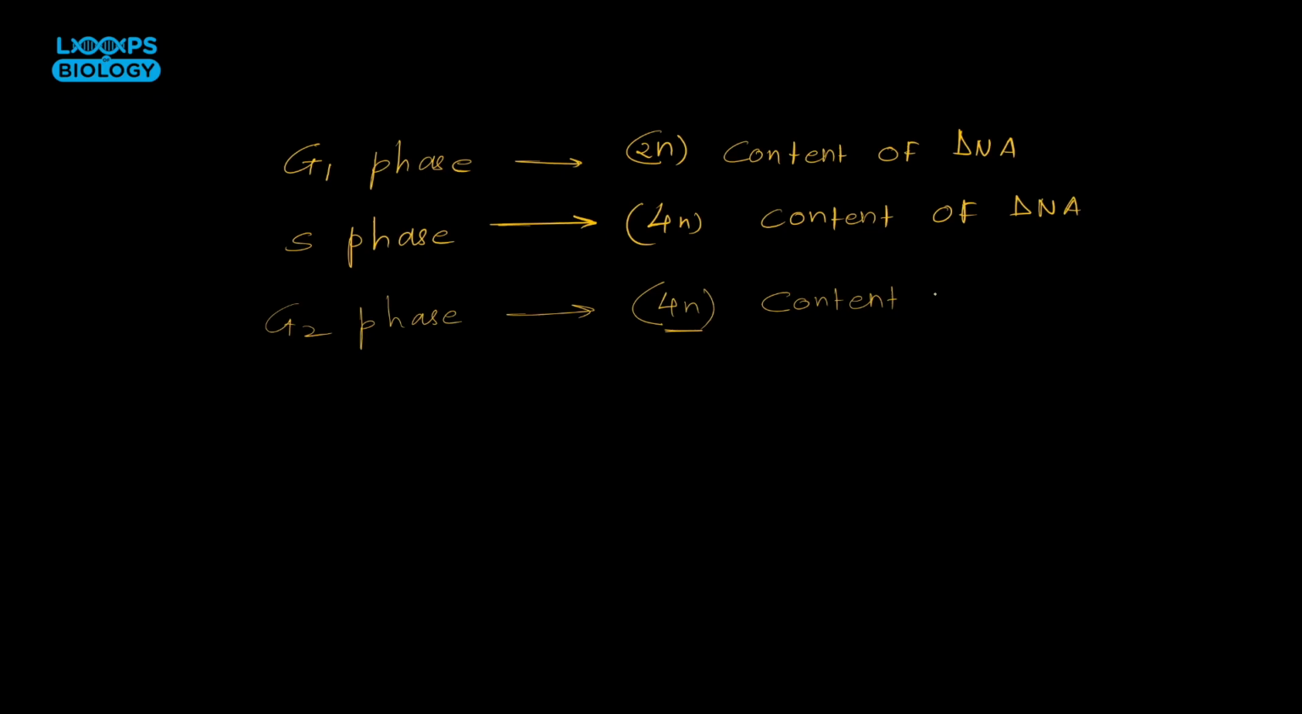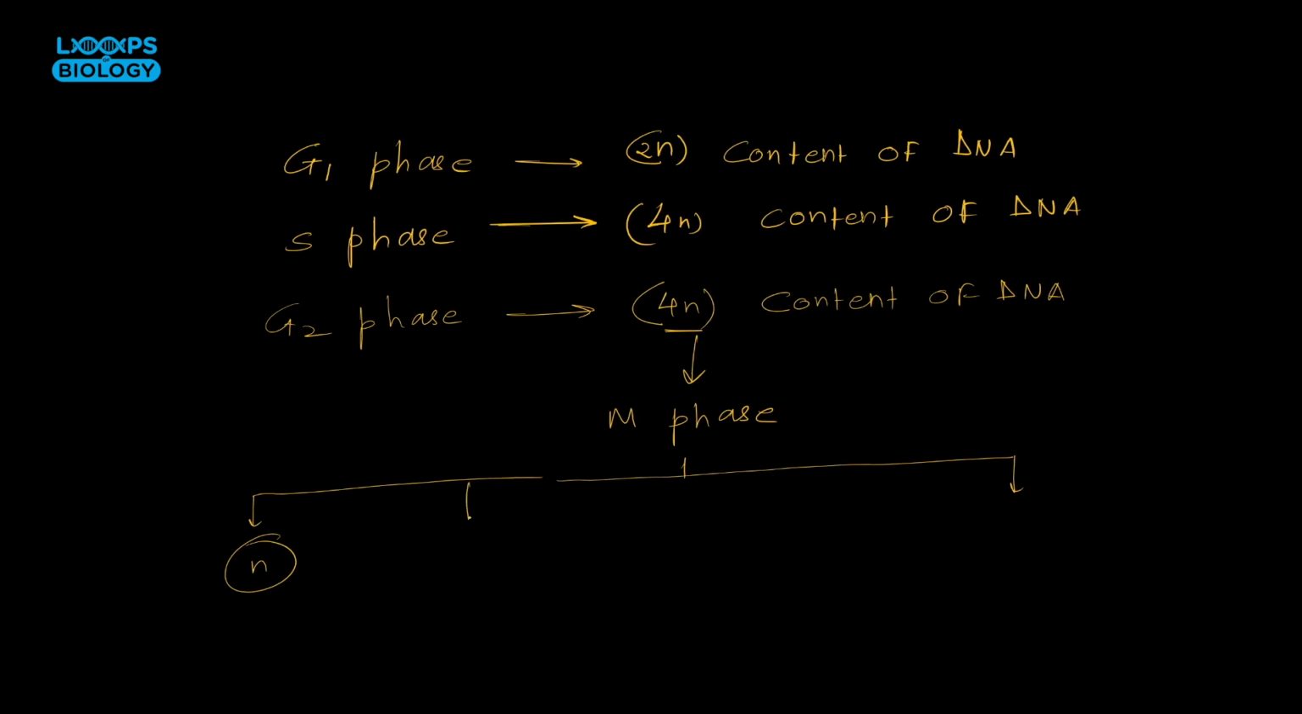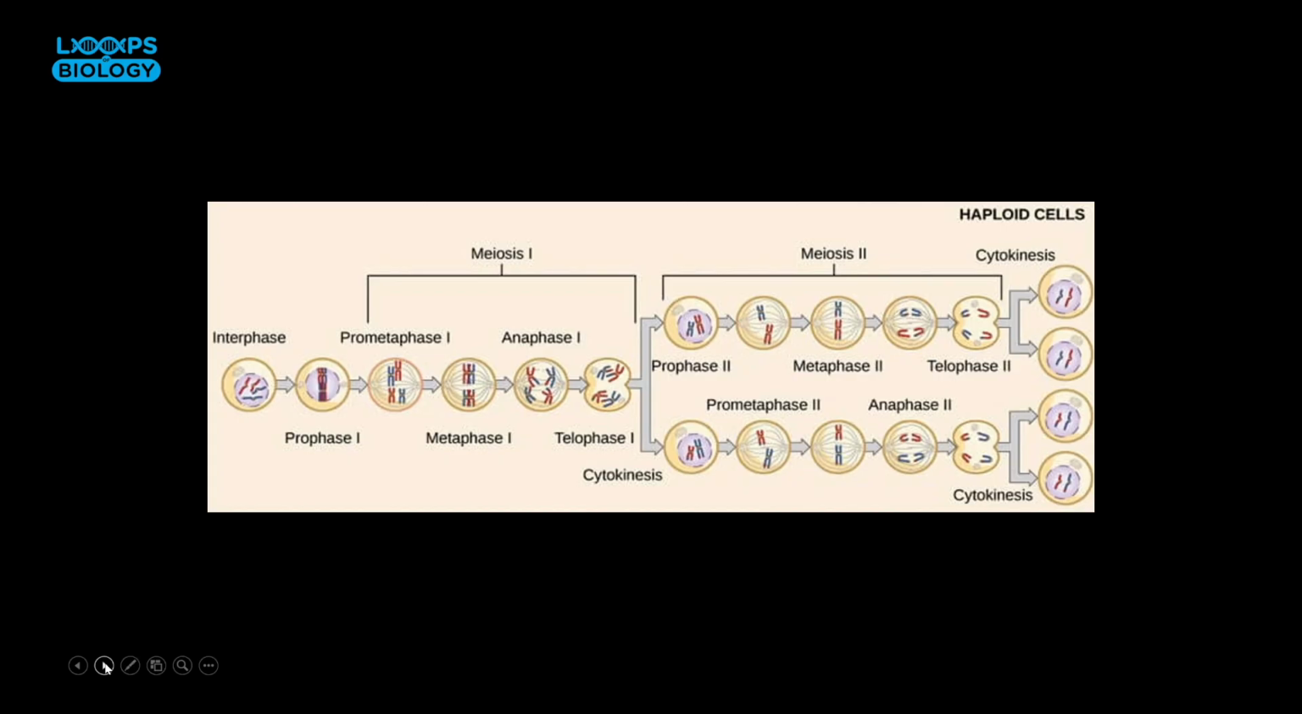So in G2 phase, the content of DNA is 4N again, but after entering the M phase and its completion, there is formation of 4 cells with N content, N content, N content, and finally N content. So there are a total of 4 different cells formed after a single cell undergoes meiosis with an even set of chromosomes. Alright. So what will this meiosis look like?